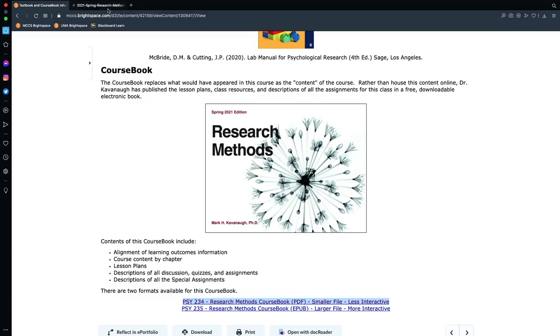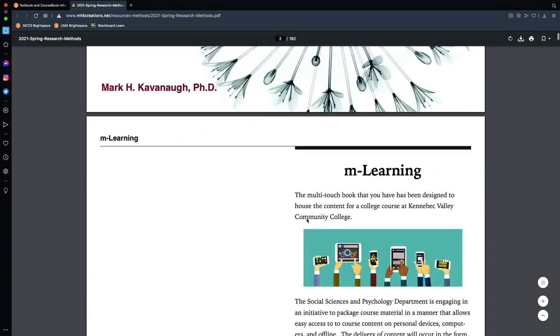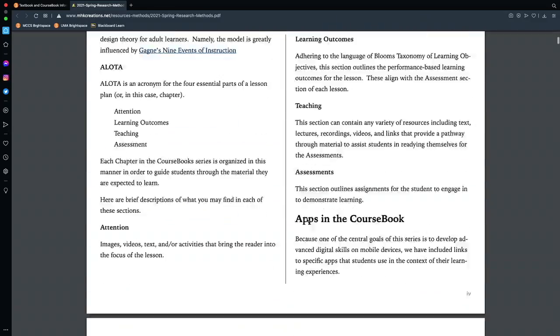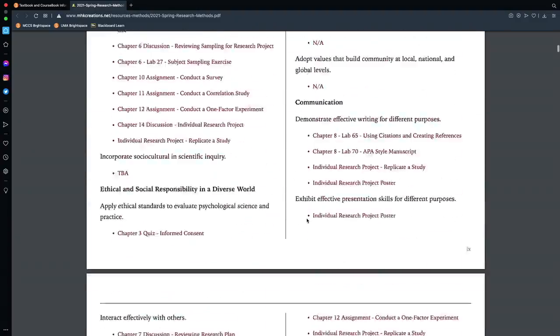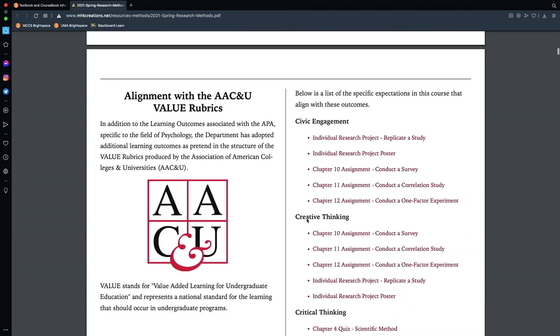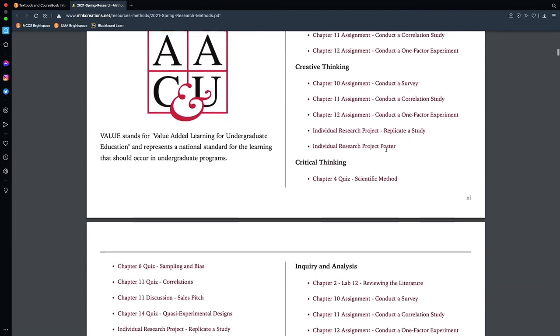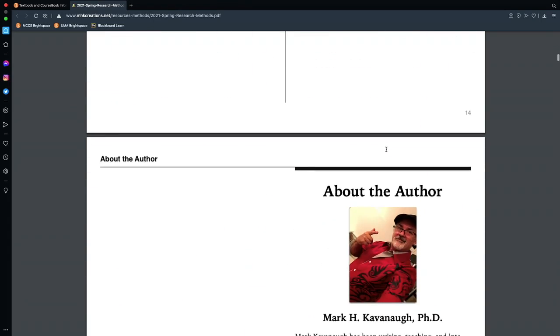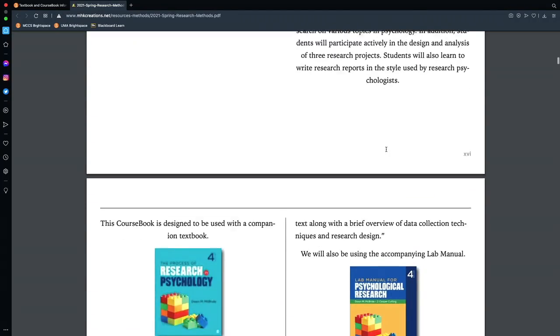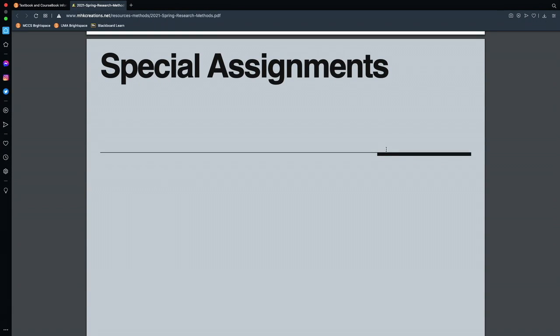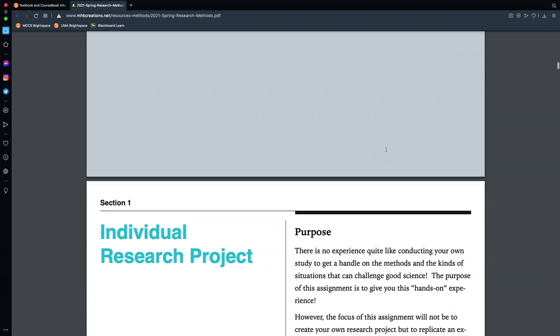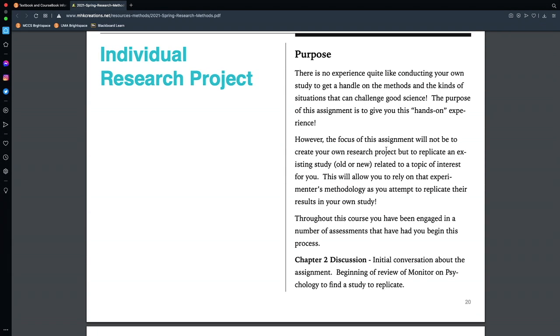So if we look at the course book here, it's come up as research methods. This is a PDF that you download to your file. At the beginning of the course book, there are sections where I talk about all the assignments and how they align with the learning outcomes of both the American Psychological Association and the Association of American Colleges and Universities, and a little bit about the textbooks that go along with this. We get into special assignments, and this is really the only thing that we're going to be talking about this week. This first week is your individual research project.